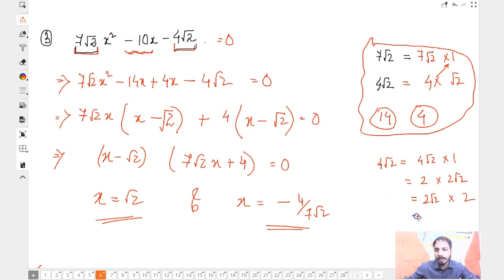But do not take 3 terms. For example, someone might think that I can write 4 root 2 as 2 into root 2. You don't have to take 3 terms because you just need to cross multiply. So you have to divide these.